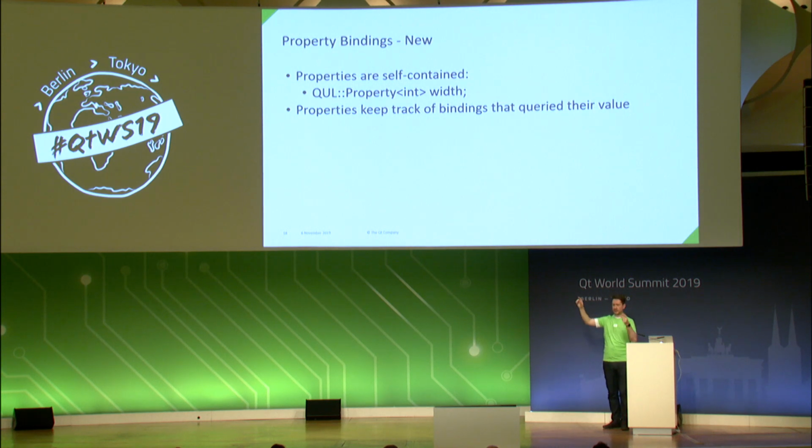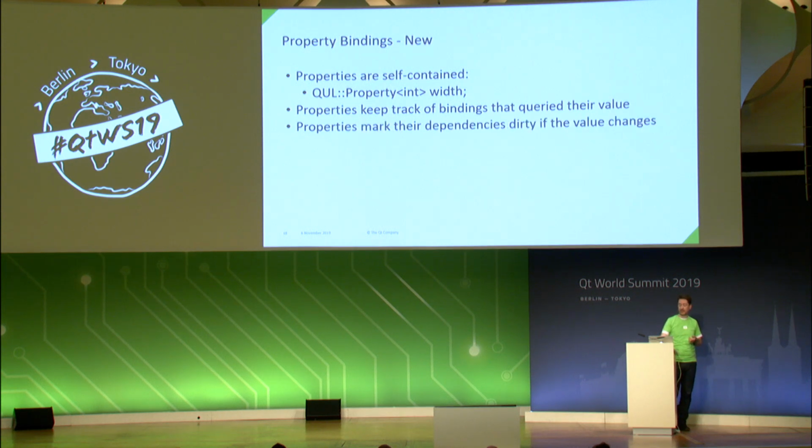So while a binding, this calculation width times 2 plus padding, runs and queries the width, for example, the width itself is aware that, so this thing wants to know my value. Okay, I'll give it to you, but I'll keep you in mind. So next time the width changes, I'm going to call you back and reevaluate it. This becomes an intrinsic feature of the property itself, not of the object or any parallel data structures. That makes the bookkeeping easier and makes it nicer.